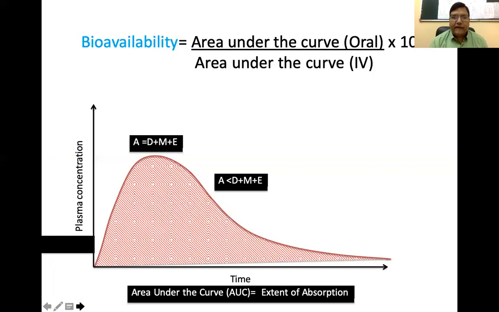So this is what I have told you earlier also. When we take a drug orally, the peak of this plateau is when the absorption is equivalent to distribution, metabolism plus excretion, and as absorption gets lower than this sum, the plasma concentration will slowly fall down.